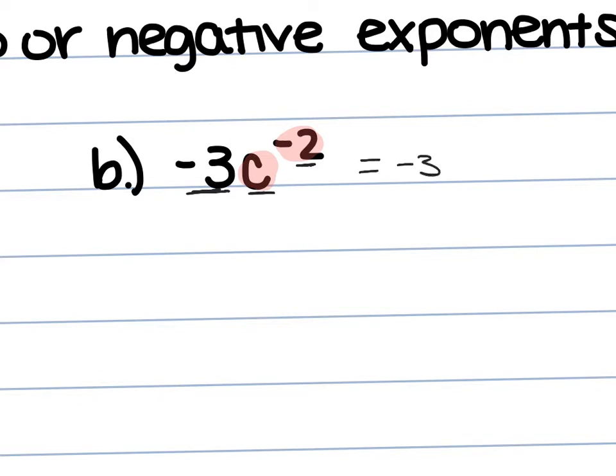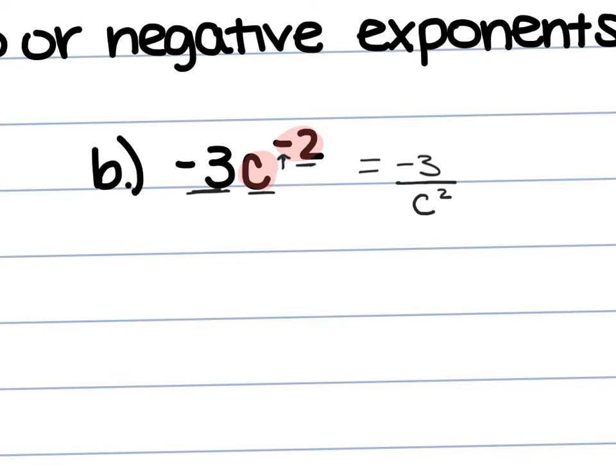Because that negative 3 doesn't have an exponent on it. However, the c has a negative 2 as an exponent. So what that means is that c is going to move to the denominator. It's still going to keep that 2 as an exponent, but it's no longer going to be negative because I moved it to the other side of the fraction. So we would write that as negative 3 over c squared. So notice here, this was a negative, so I just moved it into the denominator.